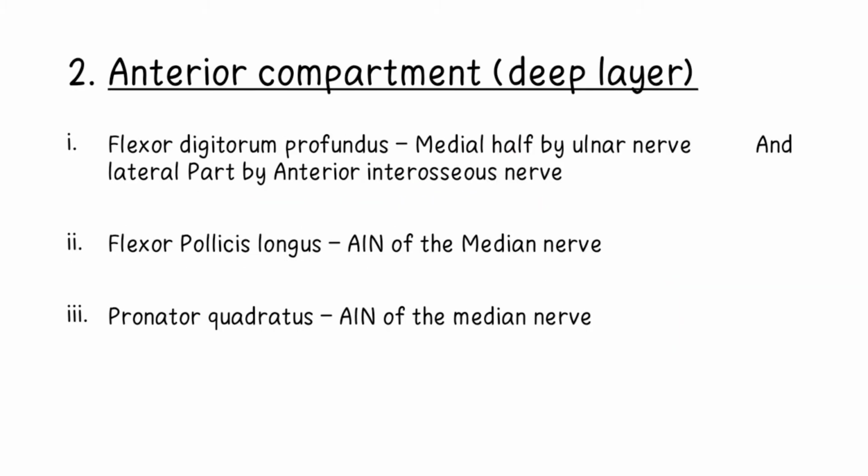Now we have the anterior compartment deep layer. We have 3 muscles here: the flexor digitorum profundus. Remember, you see the word profundus. Profundus means deep. Longus means long. Now, the flexor digitorum profundus is supplied by 2 nerves actually. The medial half by the ulnar nerve, and the lateral part by the anterior interosseous nerve, which is from the median nerve, while the flexor pollicis longus and the pronator quadratus are both supplied by the anterior interosseous nerve of the median nerve.